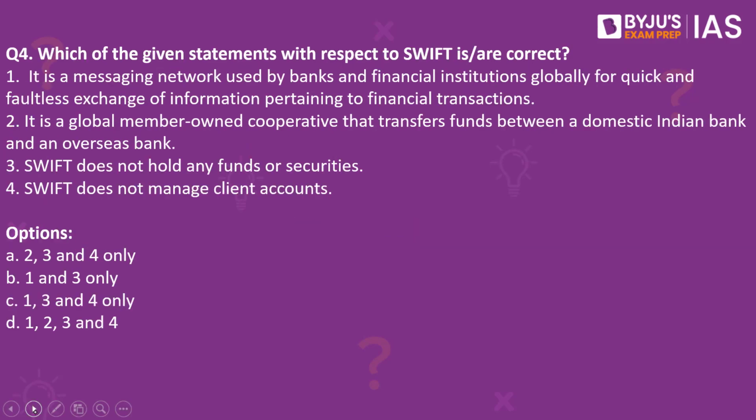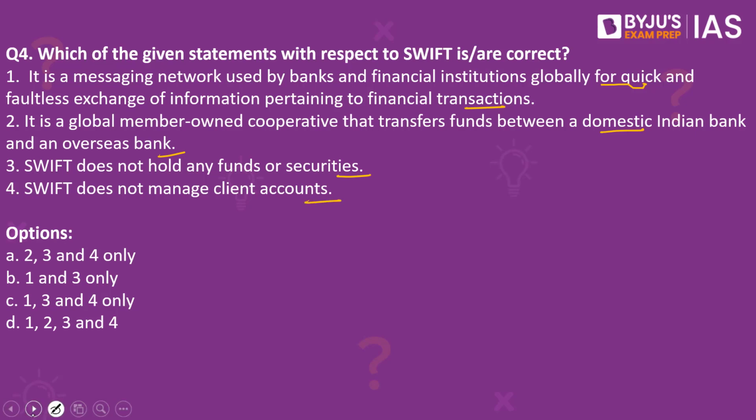Moving on to question number 4. Which of the given statements with respect to SWIFT is or are correct? Number 1. It is a messaging network used by banks and financial institutions globally for quick and faultless exchange of information pertaining to financial transactions. Number 2. It is a global member-owned cooperative that transfers funds between a domestic Indian bank and an overseas bank. Number 3. SWIFT does not hold any funds or securities. Number 4. SWIFT does not manage client accounts.